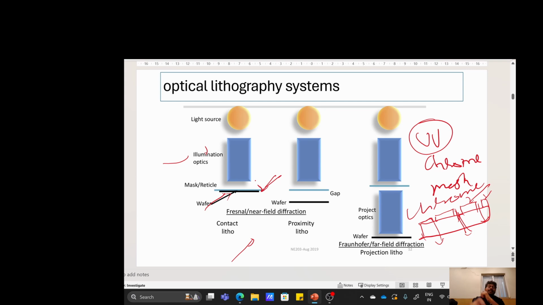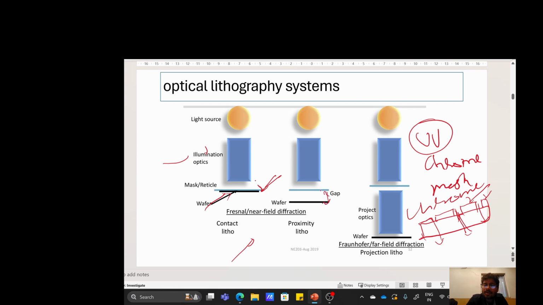Okay, and this wafer is coated with photoresist that we have seen. So first the pattern will get transferred to the photoresist, and then we can do whatever we want to do. We can do the additive process, we can do the subtractive process. That depends on what kind of devices we are making. Okay, so another one is the gap lithography.